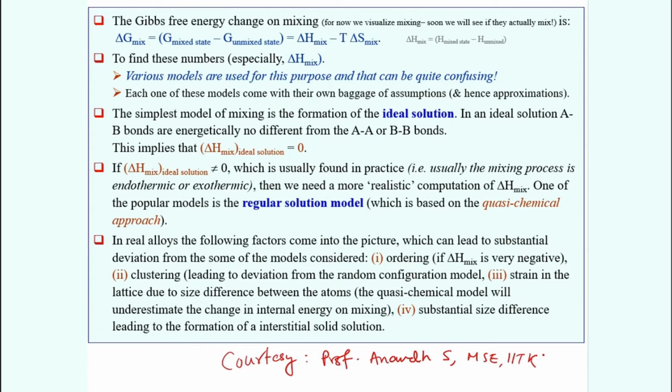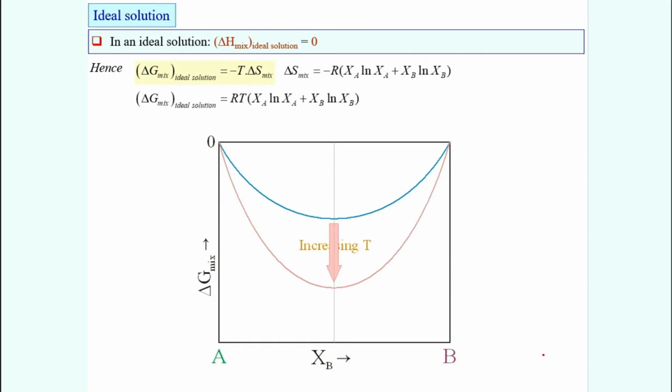In real materials, real solutions, alloys, the following factors come into the picture, which can lead to substantial deviation. First, in some cases these atoms can be ordered, they can be clustered, they can have strain in the materials. Then there can be substantial difference of size, like interstitial solution, iron-carbon, right. So, there are different models.